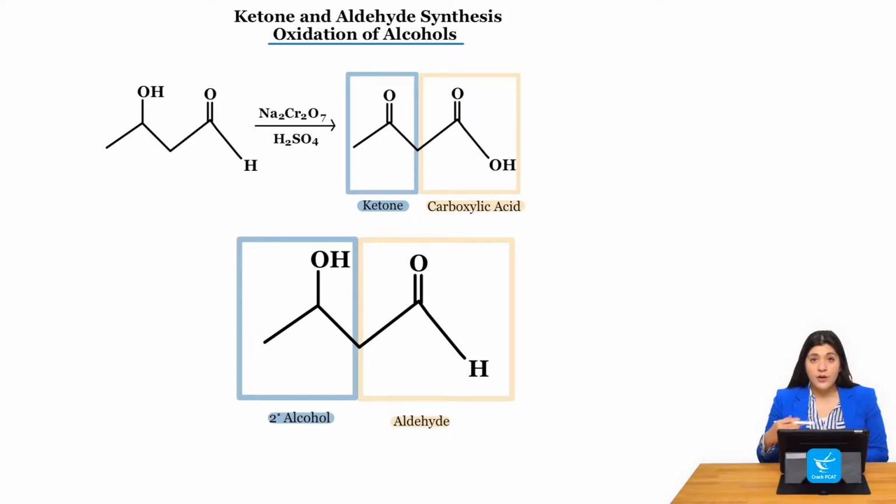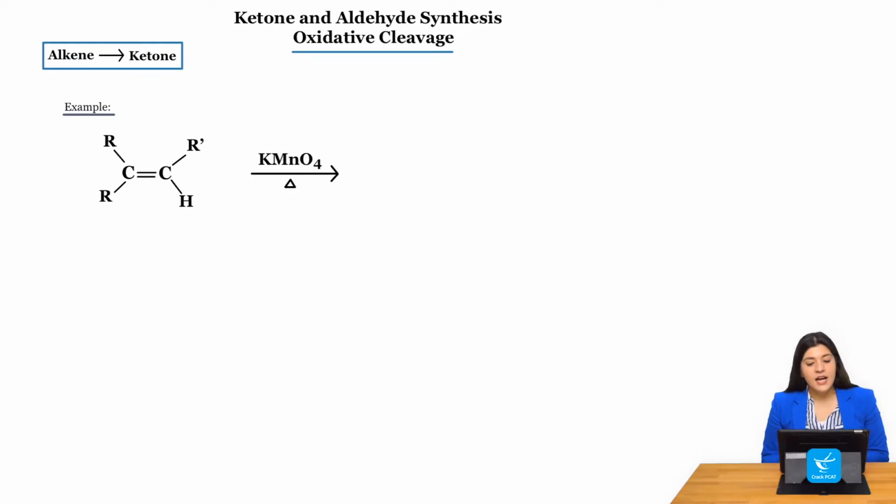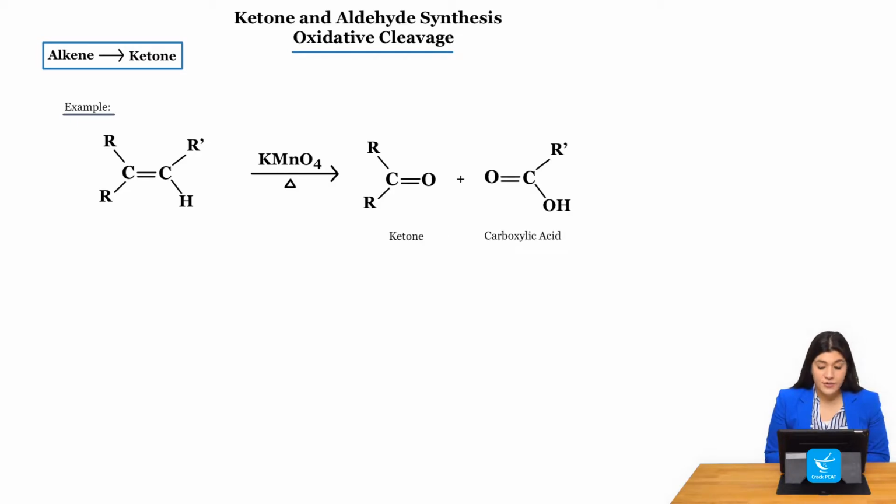So that's one way you can go backwards or forwards in case you were given a synthesis question like this. The next type of synthesis that we'll look at is going from an alkene to a ketone. And this was that oxidative cleavage that we saw before. This was in the alkene reactions. So we used this reagent with heat, and then this would give us a ketone and a carboxylic acid.